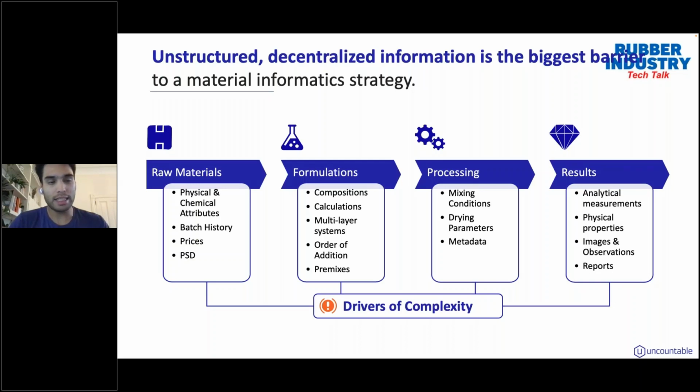So we find that there's a lot of untapped potential, a lot of untapped insights that teams are completely missing from having these disjointed systems and heterogeneous data sources.